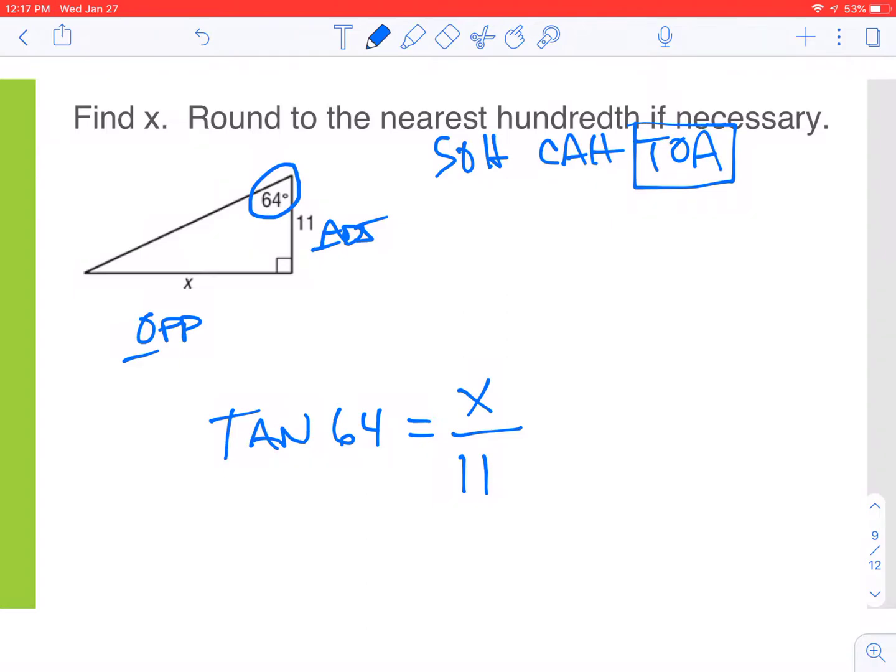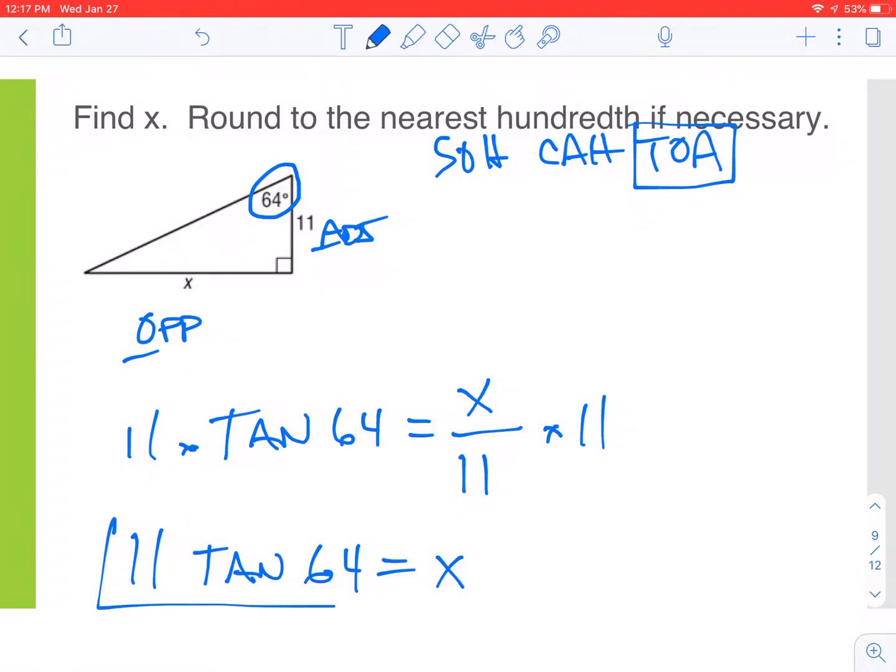We're going to do some algebra here, so we're going to multiply both sides by 11. So times 11, times 11. So 11 tangent 64 equals x. So here's all you have to do in your calculator.